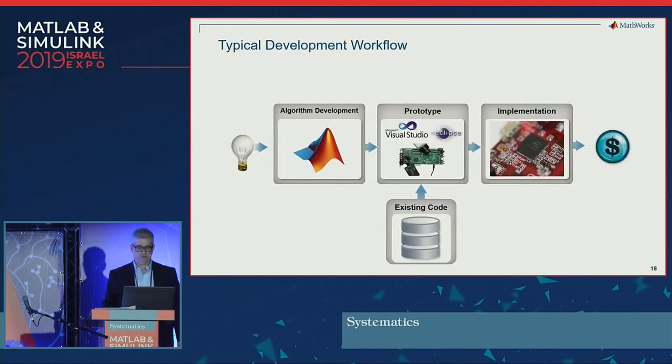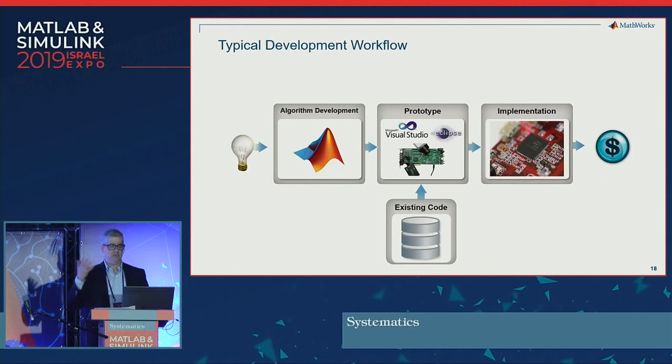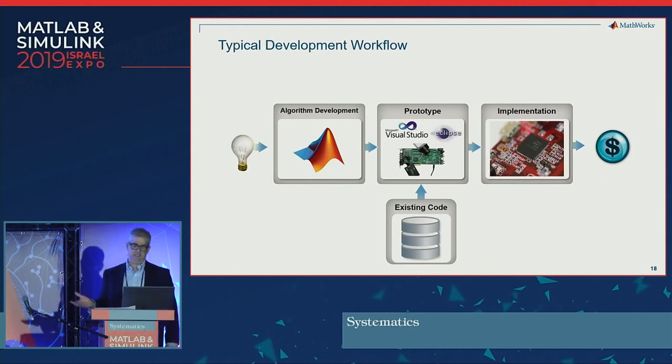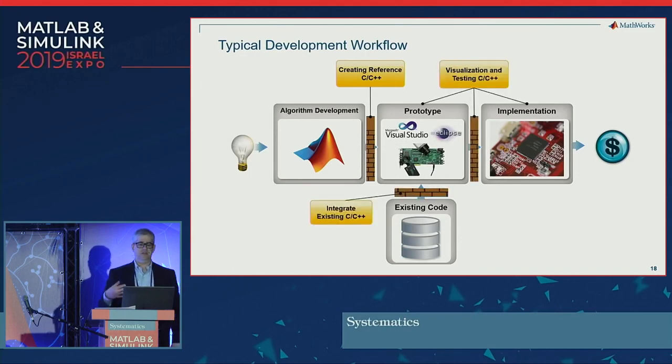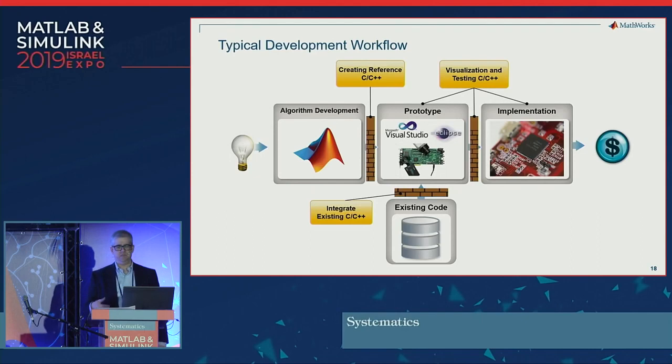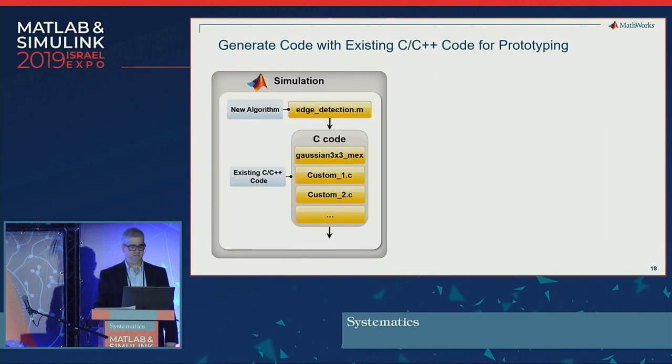So here's the workflow, right? You develop an algorithm, you want to build a prototype, you want to build an implementation, and you've got some existing code you want to work with. The problem is that you've got a couple of brick walls here, right? You need to be able to create reference C, C++. You need to do visualization and testing. And you need to integrate C and C++. I'm going to talk through how we're breaking down those walls.